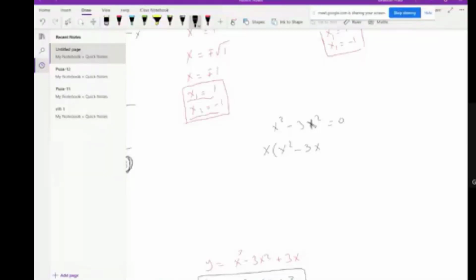Or we can factor x squared. Yes, that's true. X squared times x minus 3 equals 0. Now, either x squared equals 0, that means x equals 0, or x minus 3 equals 0, that means x equals 3. It's easy.